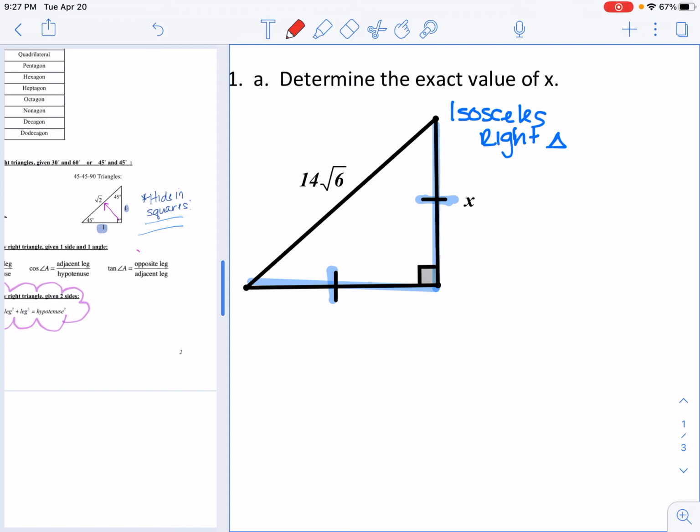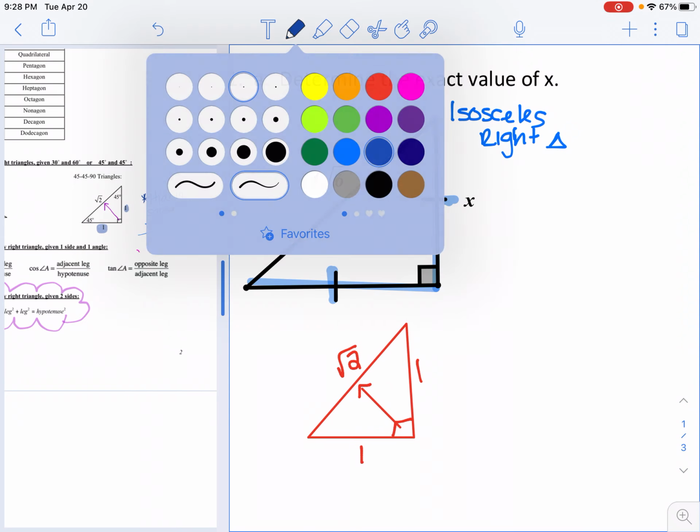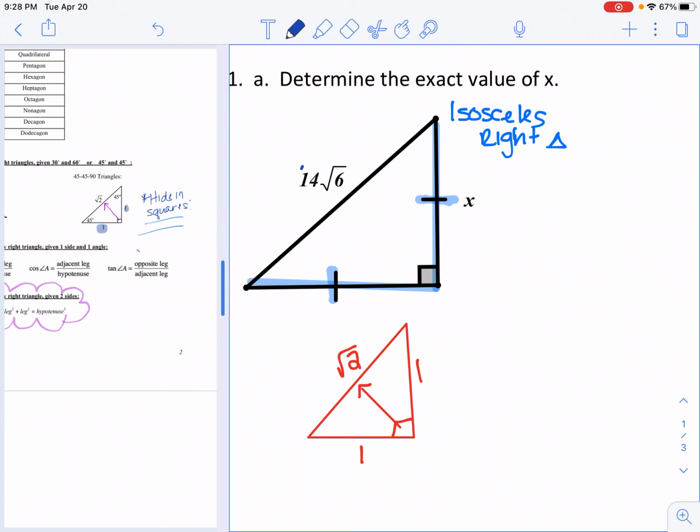Alright, so hopefully you had your video paused and let's check your work. So again, your first step is to redraw your most basic 45, 45, 90. I'm going to draw my 90 in the same spot. I like my 45, 45, 90 because my hypotenuse is always my root 2 and my legs are 1 and 1. In order to find that missing x value, I'm going to match up corresponding sides. So 14 root 6 is the hypotenuse, root 2 is the hypotenuse.